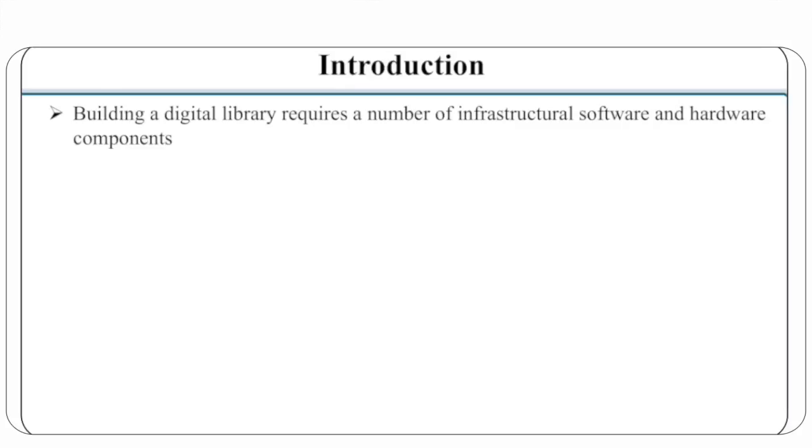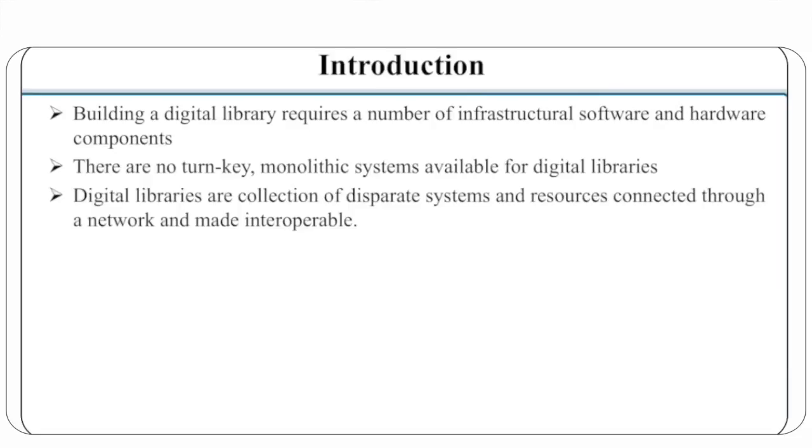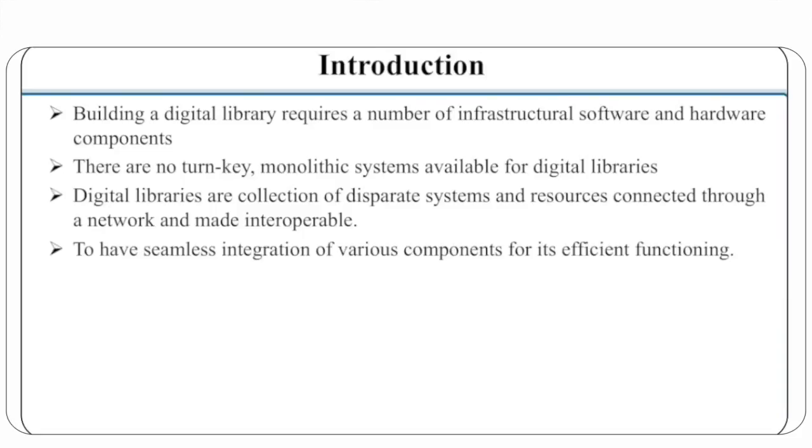It is a fact that building a digital library requires a number of infrastructural software and hardware components. There are no turnkey monolithic systems available for digital libraries. Digital libraries are collections of disparate systems and resources connected through a network and made interoperable, to have seamless integration of various components for its efficient functioning.